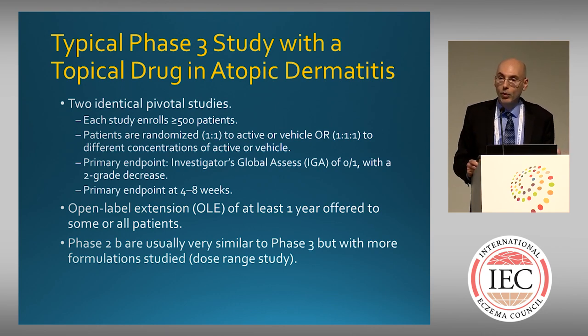Primary endpoint in atopic dermatitis is usually between week 4 to week 8. And this is based on the fact that some of the drugs take some time to achieve good efficacy. So week 2 would probably be too early for many drugs. Week 12 or week 16 could show higher efficacy.